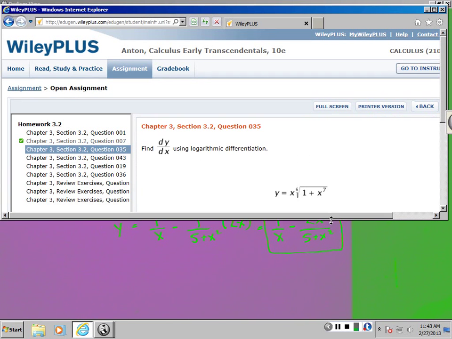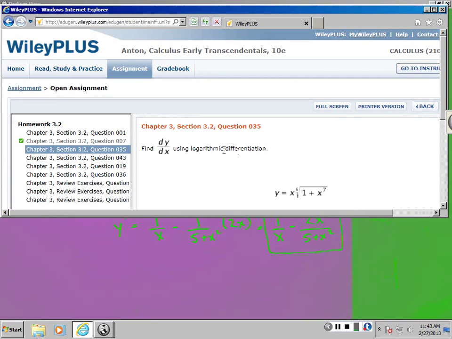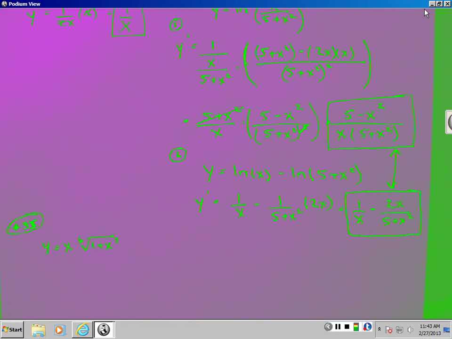This example is telling you to use logarithmic differentiation to do this problem. This is like number 35. So I have y equals x times the sixth root of 1 plus x to the 7th. This one's not horrible. We could take the derivative of the first function, hold the second one, plus the derivative of the second one, hold the first, the product rule. It's not too bad, but it says to use logarithmic differentiation.